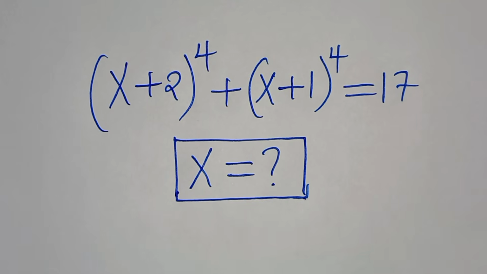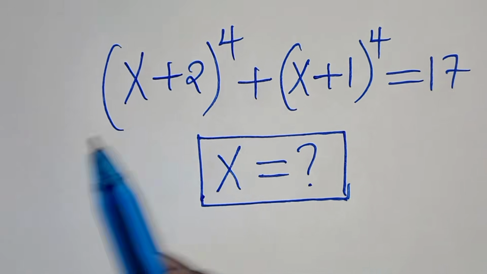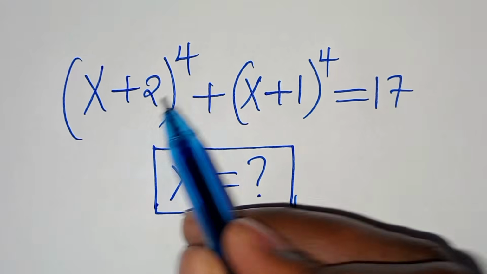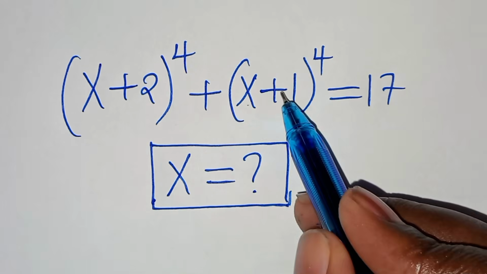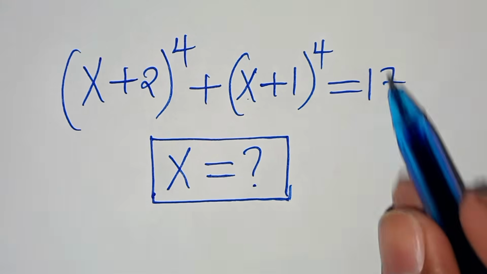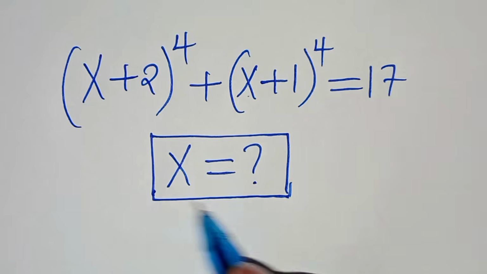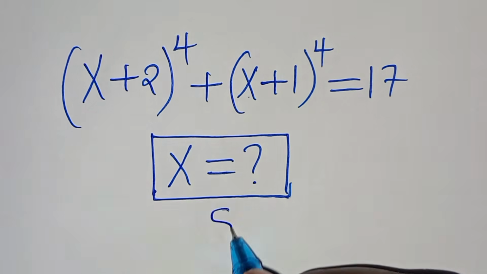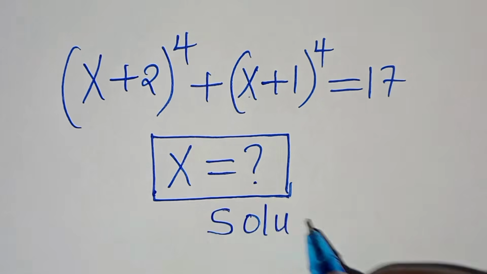Hello everyone, you're welcome to solve this nice algebra problem, which is (x+2)^4 + (x+1)^4 = 17. So what are the values of x? Now let's provide a solution from here.